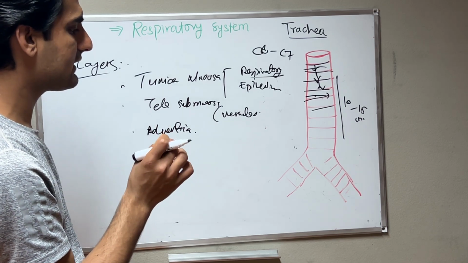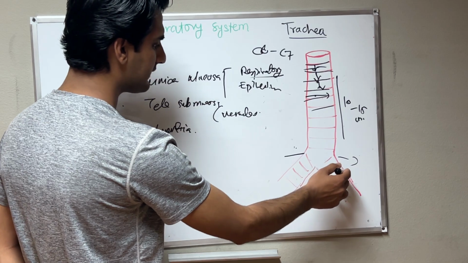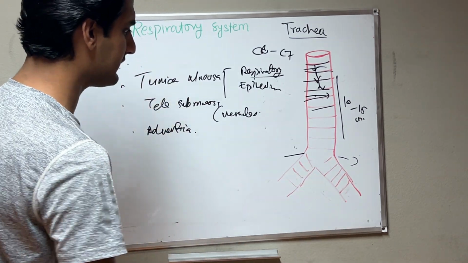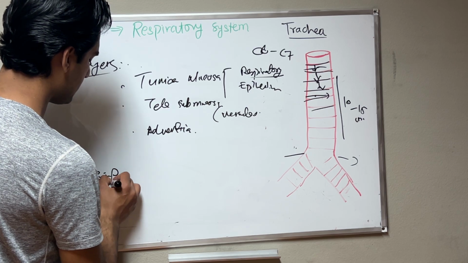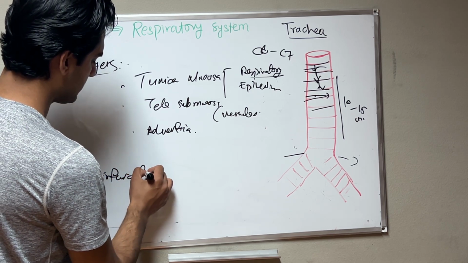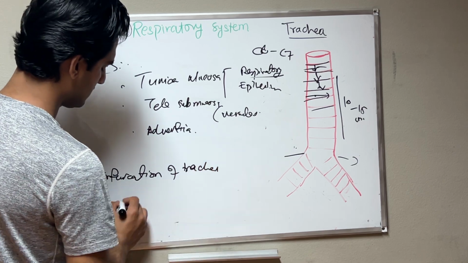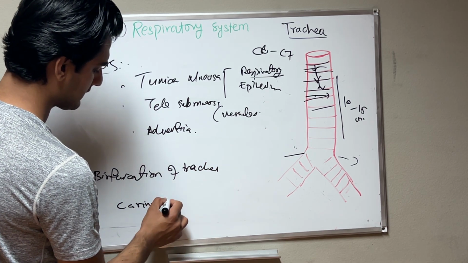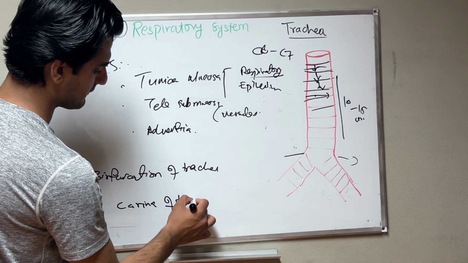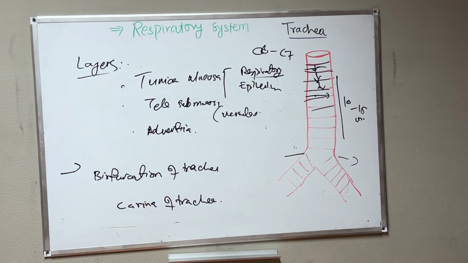Then the trachea divides into two main bronchi. The area of the division of the trachea is called the bifurcation of the trachea, or the carina of the trachea. This is the area where the bronchi divide.